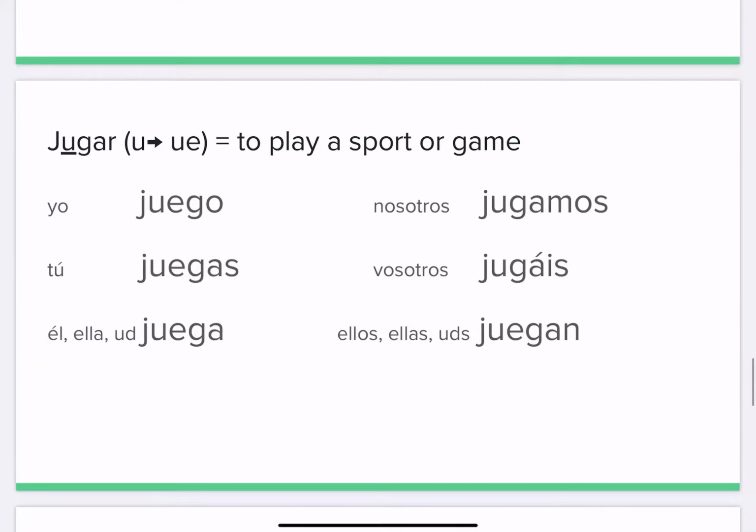The next verb is the verb jugar, which means to play a sport or game. Jugar has a U to UE stem change. So you end up with yo juego. Tú juegas. Él, ella, and usted juega. Nosotros jugamos. Vosotros jugáis. And ellos, ellas, and ustedes juegan.